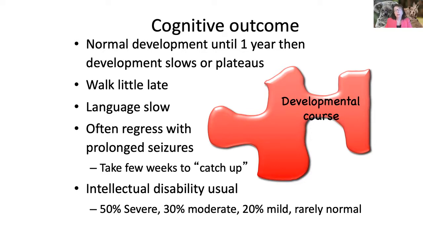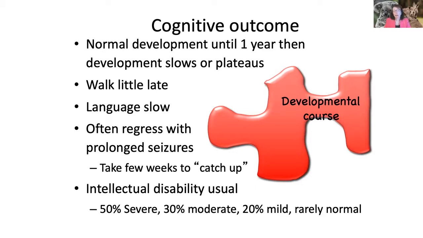And in our study with Jill Rodder, we showed that the gait of children with Dravet syndrome, people typically walk at 16 to 18 months, so just a tad later than is normal. Language development is slow, and they may show regression of developmental profile when they have a prolonged seizure, so that they then take a few weeks to catch up, if indeed they actually do catch up.